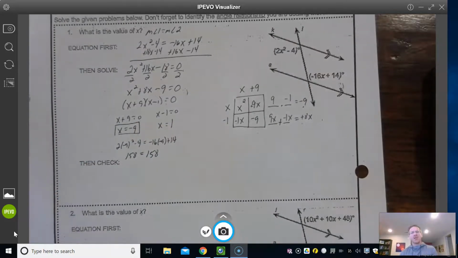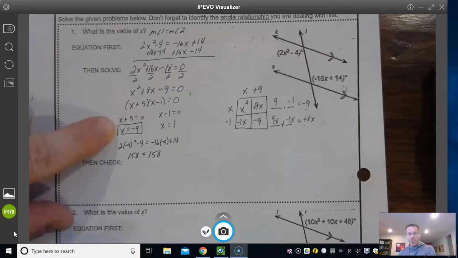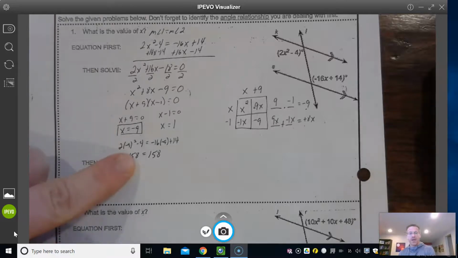And a common mistake by a lot of students is that they see that that result is negative and they immediately throw it out. So it's not about what this value is. It's about what the result is once we go back and plug it in.